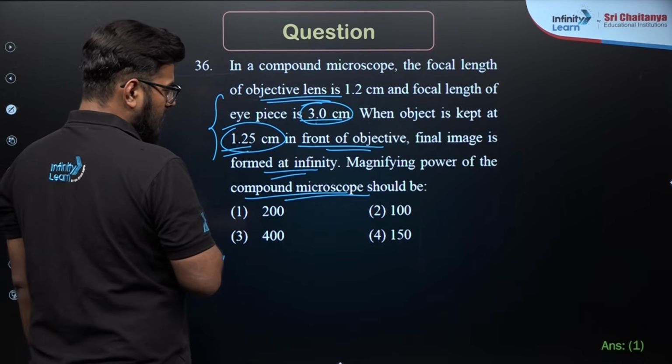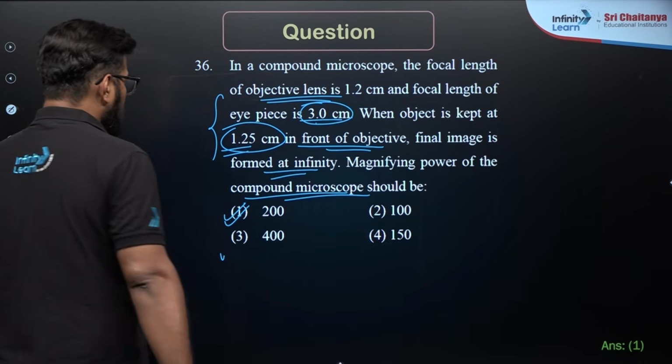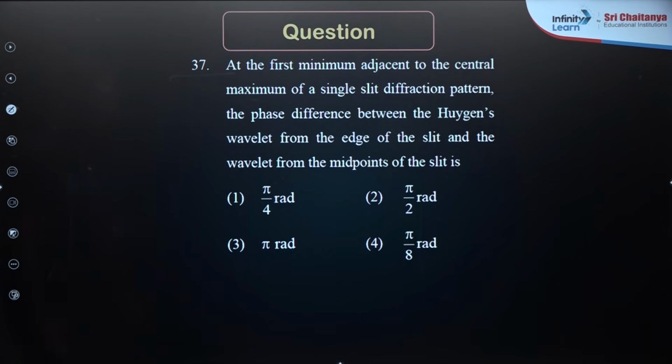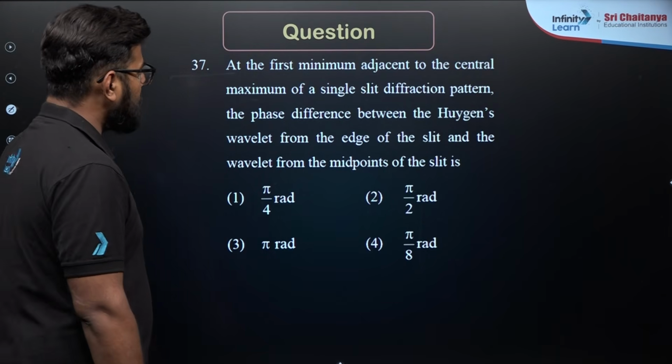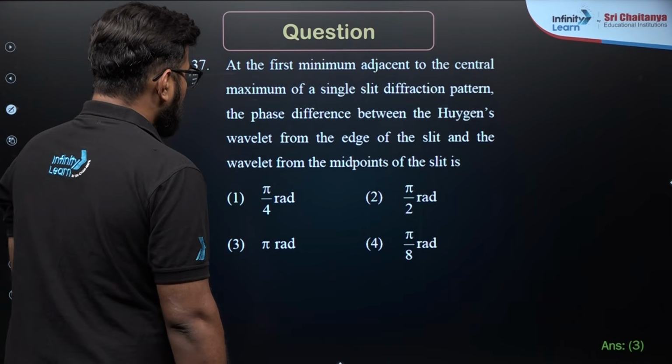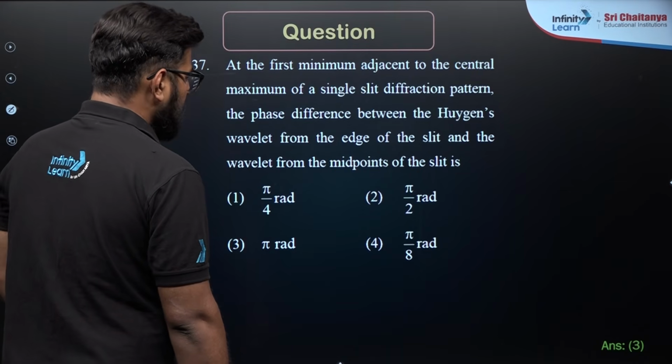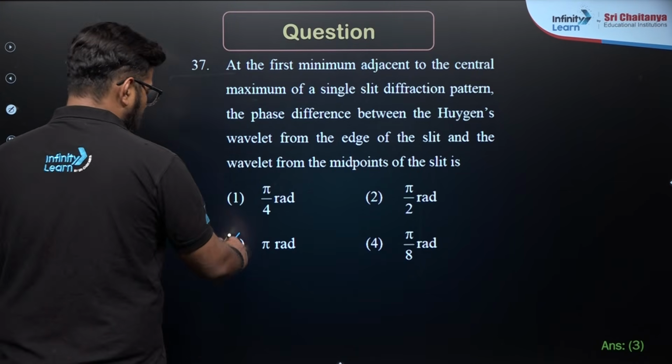You can find out the value of the magnifying power. Option number 1 will be the correct answer over here. Formula based problem. At the first minima adjacent to the central maximum of a single slit diffraction pattern, the phase difference between the Huygens wavelet from the edge of the slit and the wavelet from the midpoint of the slit is, it is pi radian, sir.